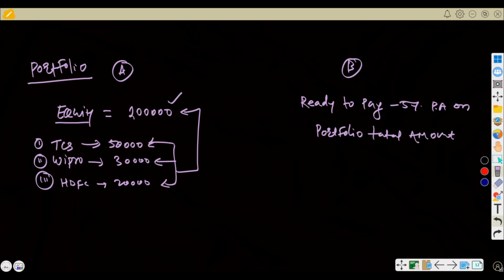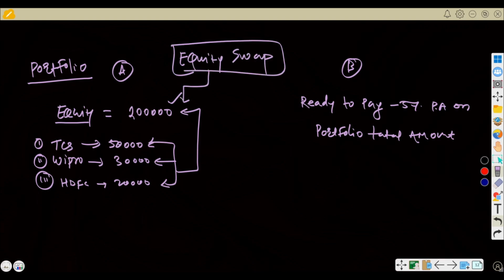So these are the key details of the agreement. B is okay with 5%. If A is okay with 5%, then the agreement will be executed between A and B, and this becomes your equity swap. One counterparty will exchange the entire portfolio with B. When we say entire portfolio, I'm talking about profit and loss. Both will be exchanged.